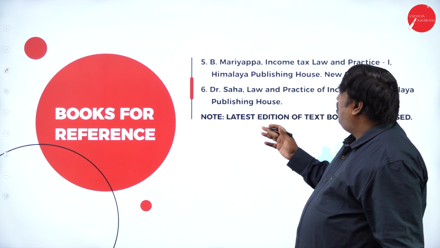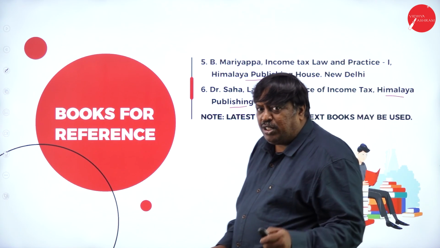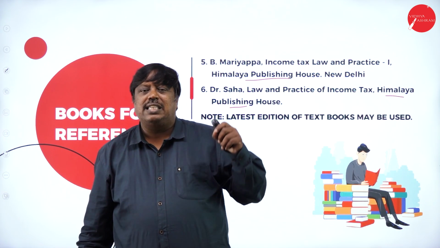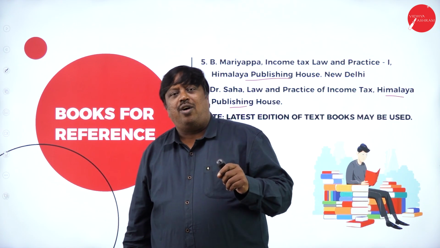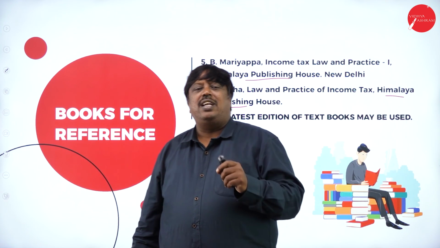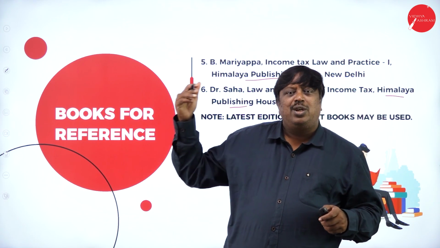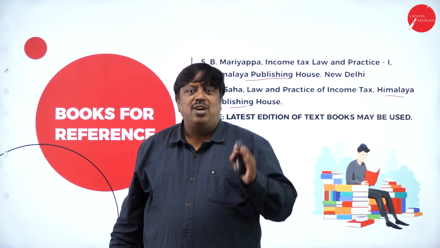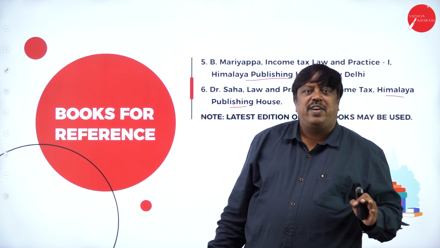Next, we have the books of Himalaya Publication, and also Himalaya Publication by Dr. Saha, for income tax. We always have to purchase the latest edition. We are in the assessment year 24-25, previous year 23-24. If you buy a book of assessment year 2021-22, then the previous year will be 2020-21. Plenty of rules and regulations have already changed from 2020-21 to 2023-24. That is the reason we say income tax books have to be of the latest edition: the previous year should be 23-24 and the assessment year should be 24-25.